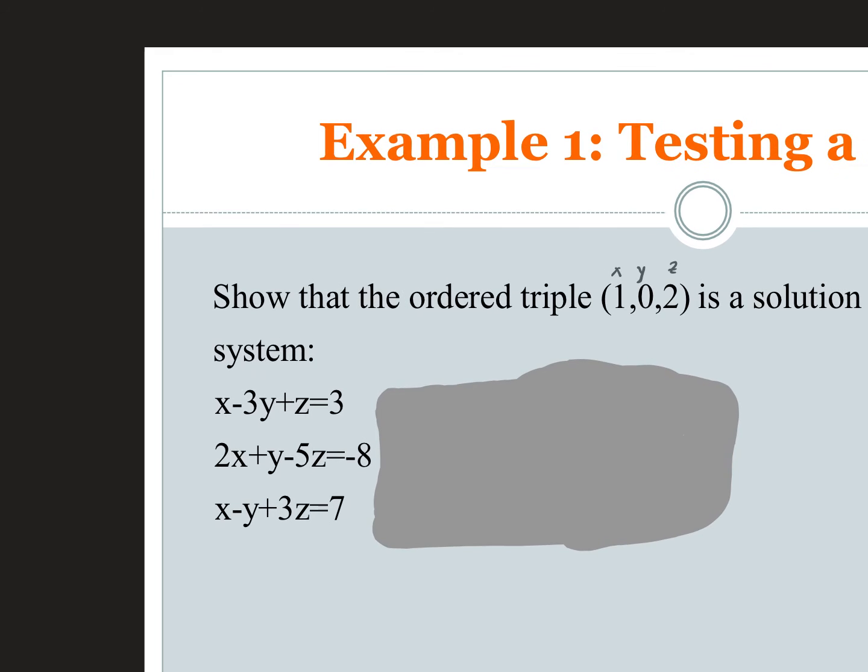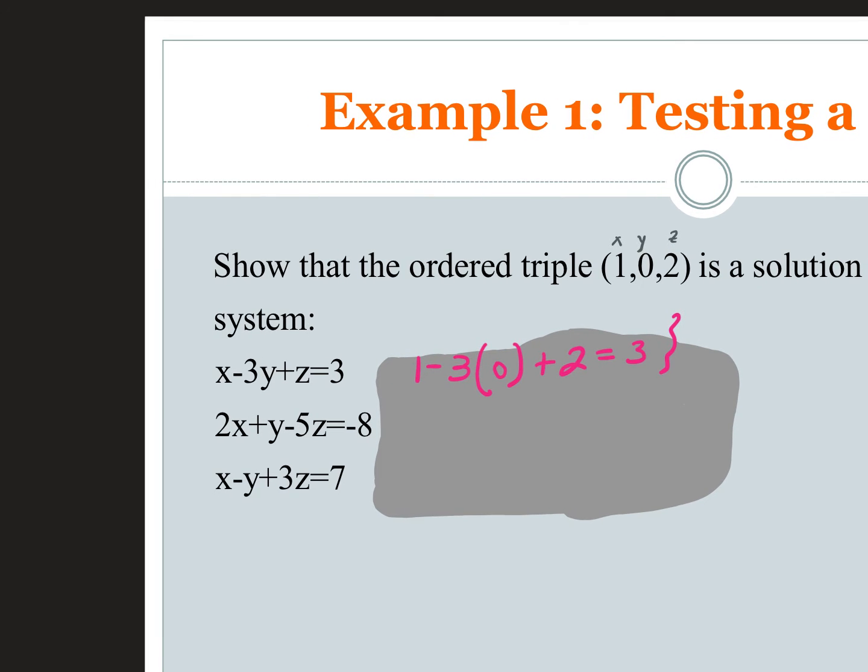X value is 1. So here I would say 1 minus 3 times y is 0, right? Plus z is 2. Does that equal 3? Well, let's go through this. 3 times 0 is what? 0, right? So 1 plus 2. Does that equal 3? Yes. Okay, so it works in the first equation. Let's try the second one.